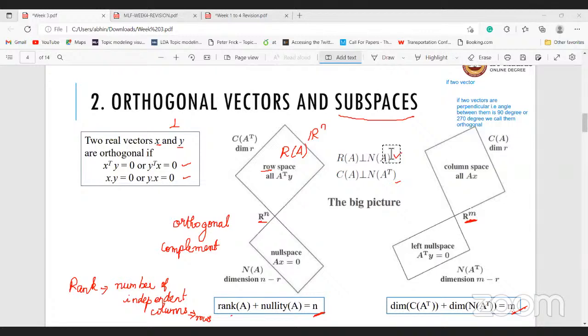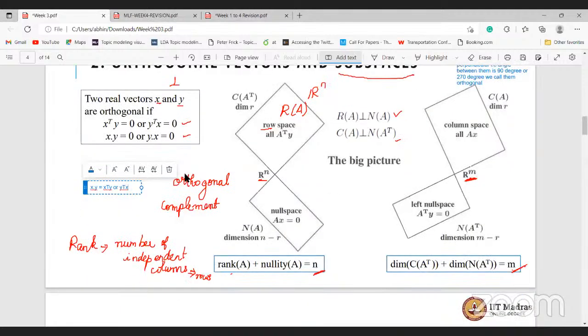So basically orthogonal vectors are those where the angle between them is 90 or 270 degrees. When there are two vectors whose angle between them is 90 or 270, the dot product will be 0. In terms of matrix, x dot y is nothing but x transpose y or y transpose x. So these are also 0. Then I am saying a particular given vector is orthogonal.